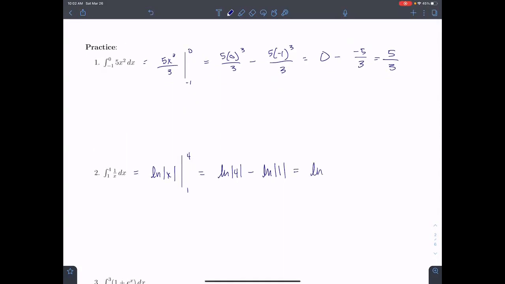This is actually equivalent to ln of 4 over 1. We don't need absolute values because those are both positive. Division outside of subtraction outside, you can do division inside. So it's just the ln of 4.